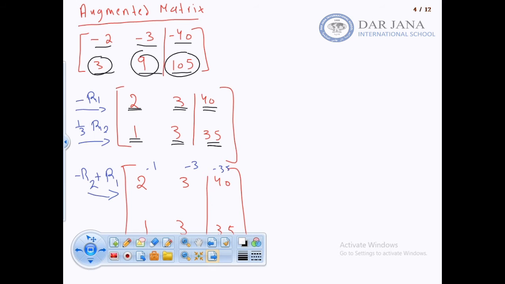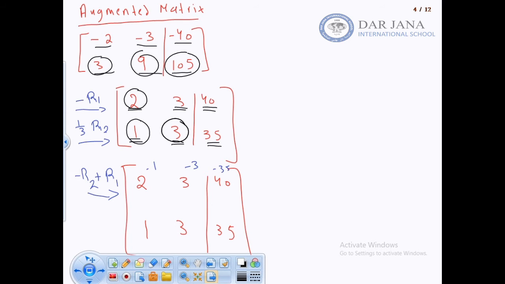Now remember, if I want to use the Gaussian elimination, I need to change this one to 0 and these two numbers to 1, which is called the echelon form. If I want to use the Gauss-Jordan, I need to convert these two numbers to 1 and this number to 0. Also this number should be changed to 0. Okay, so this is our goal.